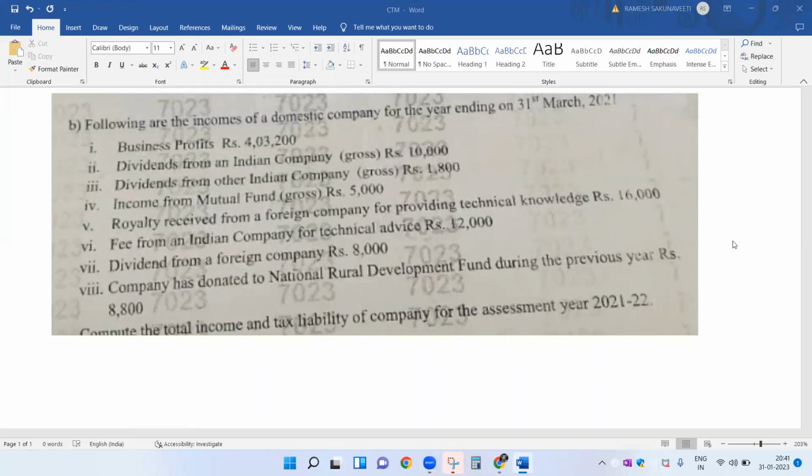So welcome back to corporate tax management class. We are in the second unit actually, that is corporate taxation. In this chapter, in the previous class, I shared this problem. Following are the incomes of a domestic company for the year ending 31st March 2021. The 8 transactions are given for the assessment year 2021-22. You are supposed to calculate the total income and tax liability of this company.